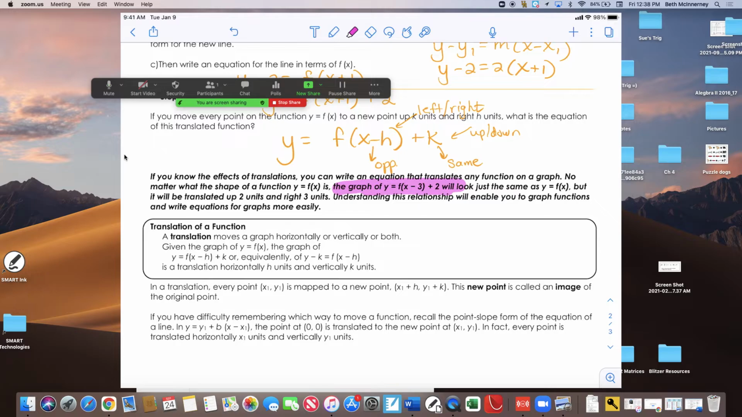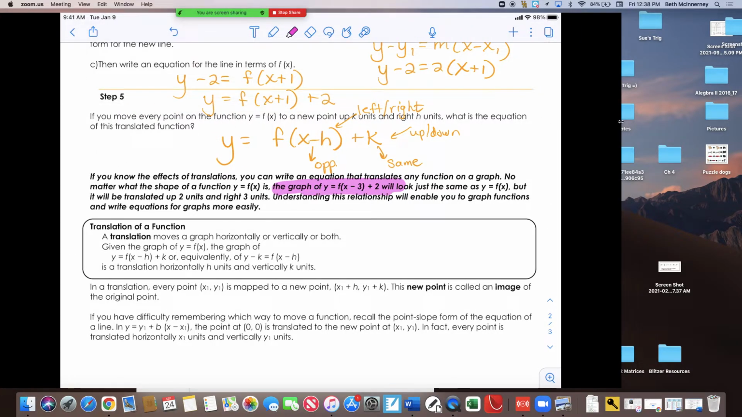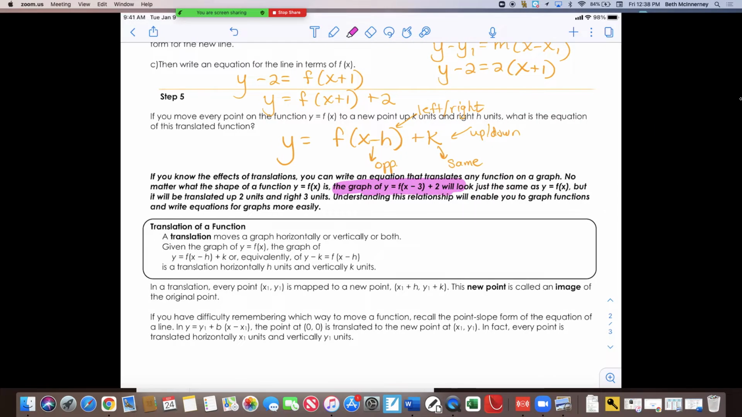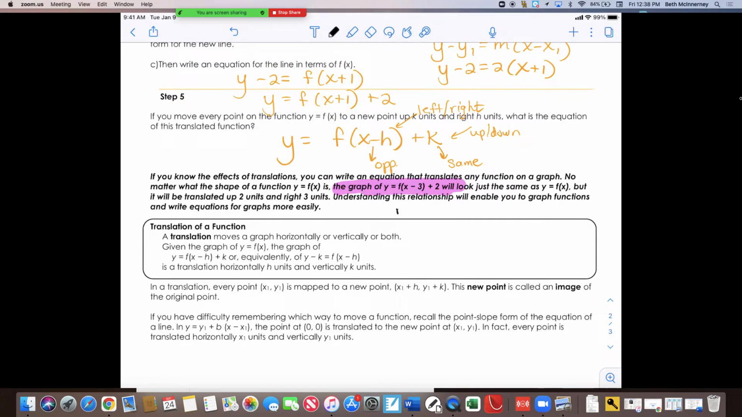Yay, there we are. All right, so I'm right here. Do you see what I have in purple? That means I am right 3 units, up 2.